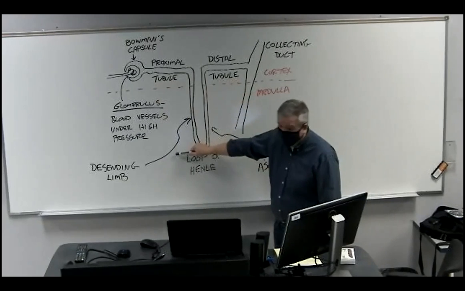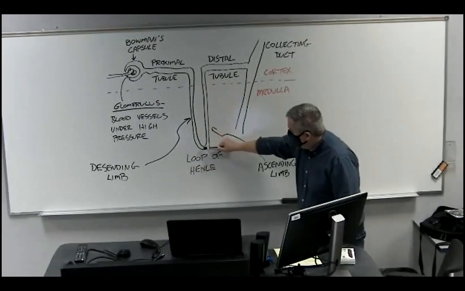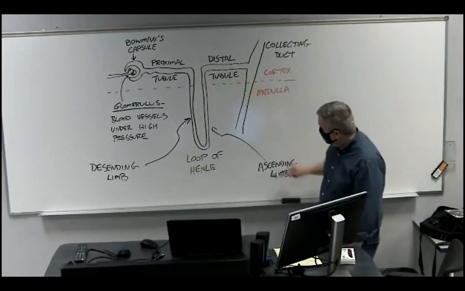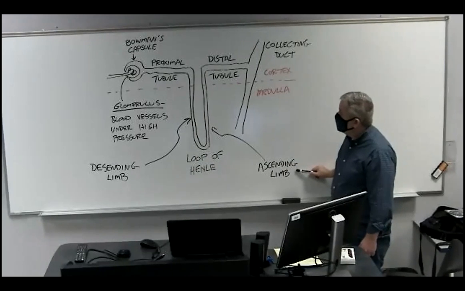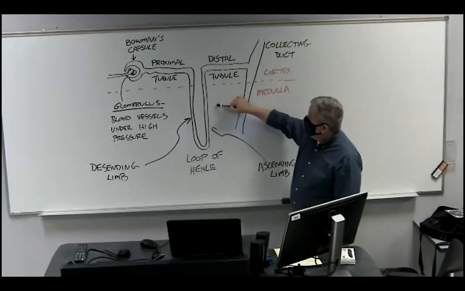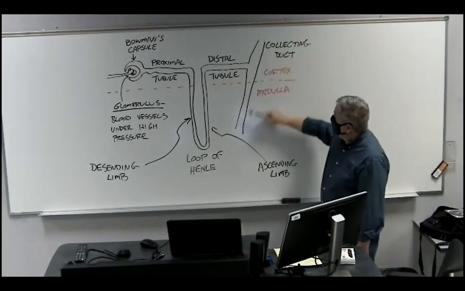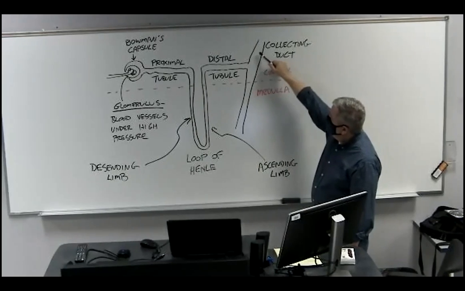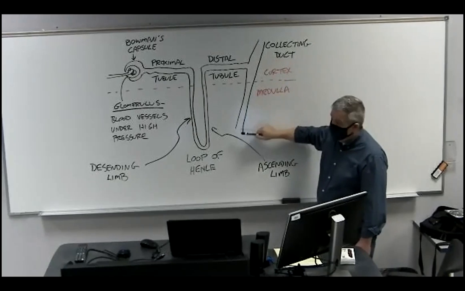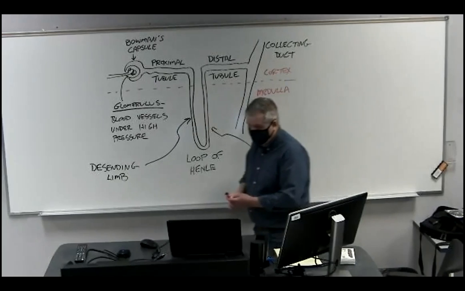Okay, we can divide the loop of Henle into two parts. We have the descending limb of the loop of Henle, where we're going down. When we turn and we're going back up into the cortex, we have the ascending limb of the loop of Henle. Ascending limb in the cortex connects to the distal tubule. Distal tubule connects to the collecting duct. And again, the collecting duct is going to go from the cortex down into the medulla, just like we see at the loop of Henle.